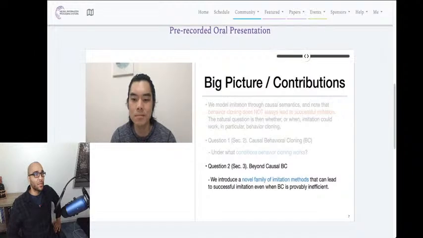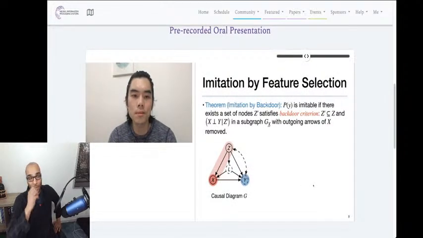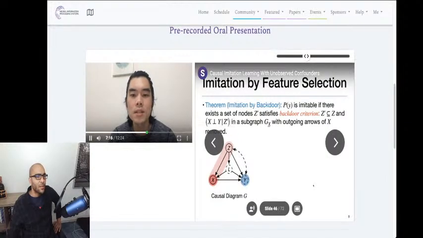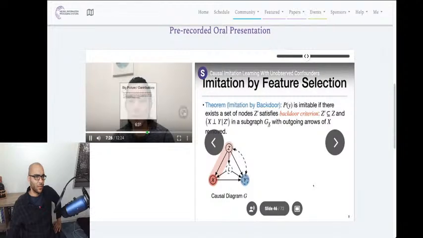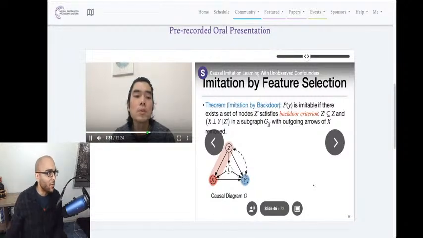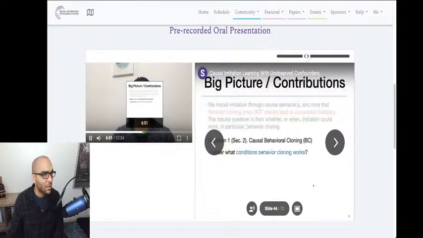The first condition is called imitation by backdoor. The theorem states the expert performance, P of Y, is imitable if there exists a set of nodes Z prime satisfying the backdoor criteria. That is, Z prime is a subset of the original covariate set Z, and blocks the backdoor paths between nodes X and Y.